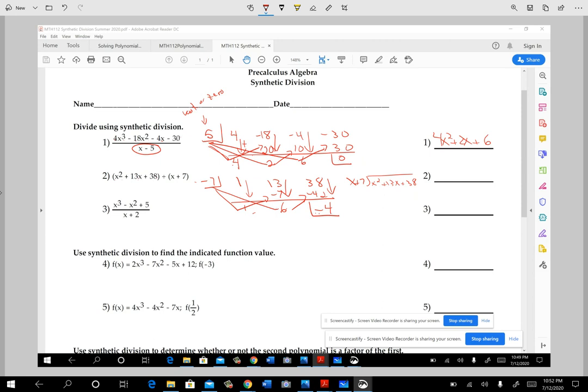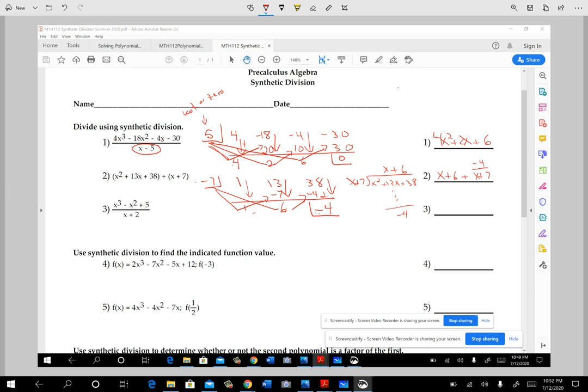Then this 1 and this 6 is what would have happened up here. X plus 6, we would have had some stuff going on, but our remainder would have been -4. So the way you write your answer is the quotient plus the remainder over what you're dividing by. It's like you're writing this as a mixed number.